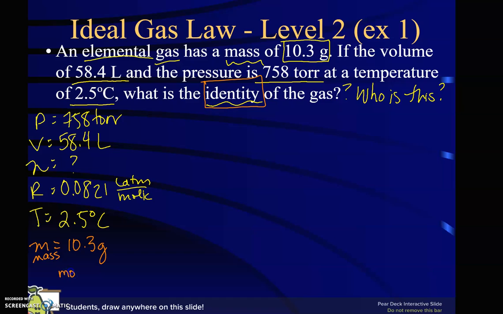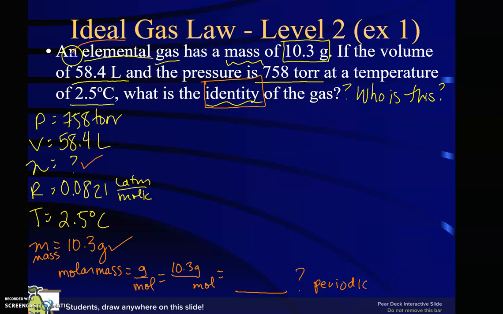So how can we figure out the identity of a substance? We can figure out the identity of a substance through its molar mass. Molar mass is grams per mole. Okay, so if I have grams and I can figure out moles, I can just do a side calculation and take 10.3 grams divided by however many moles that is, and then take a look on my periodic table to see who this element must be. I can do that. You can too.